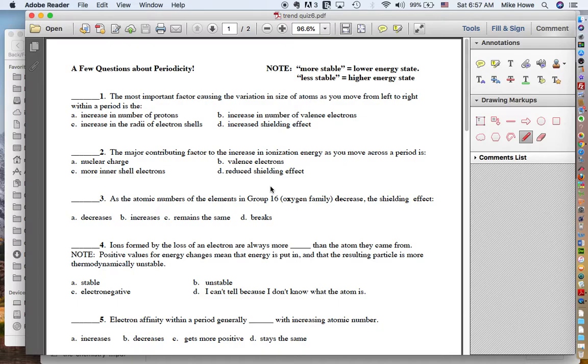So as we look at periodic trends, there are two major factors that affect the trends. You can have a trend going this way, left to right, or you can have a trend going up and down.